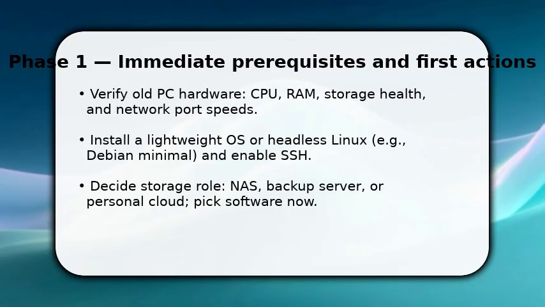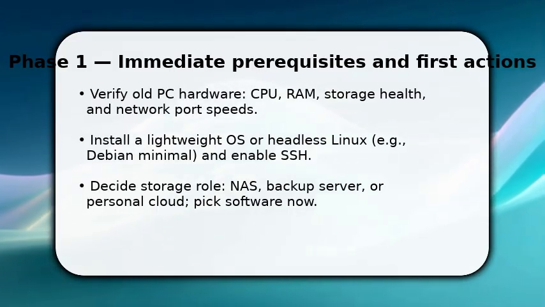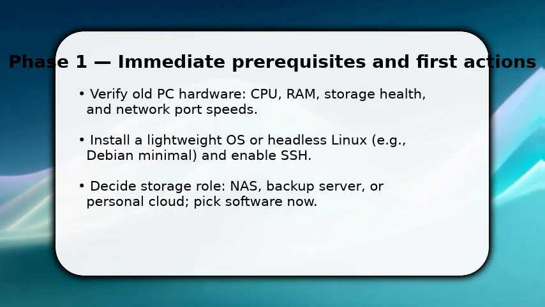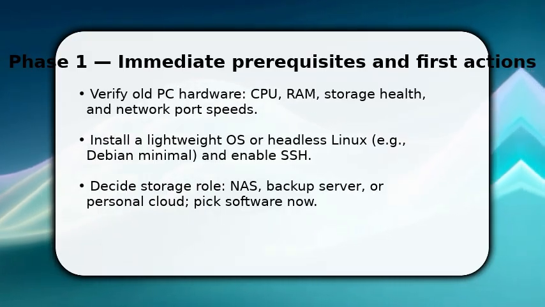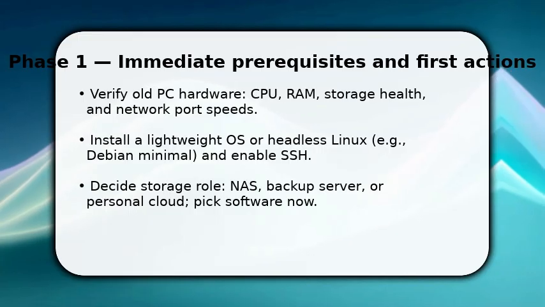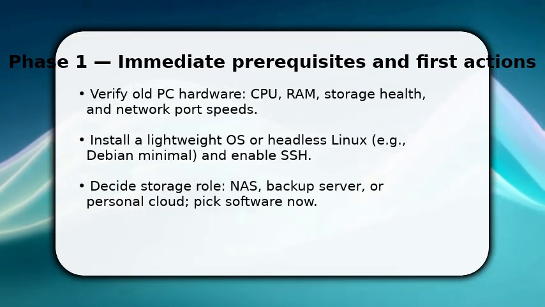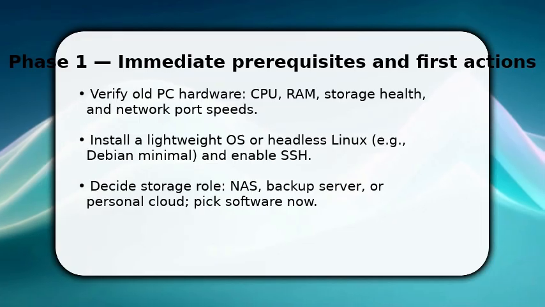You start by confirming the essentials. Check Disk Smart, test RAM, and ensure the NIC supports 1 Gbps or better. Next, install a lightweight, headless Linux image and enable SSH so you can control the box remotely.